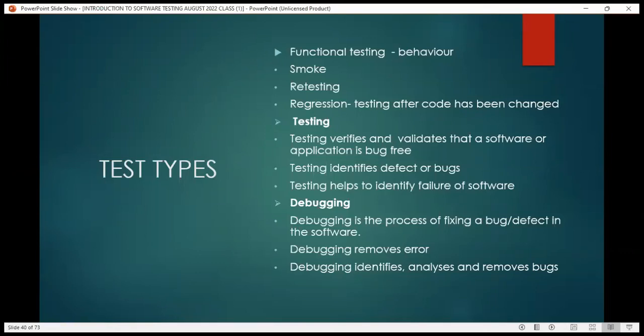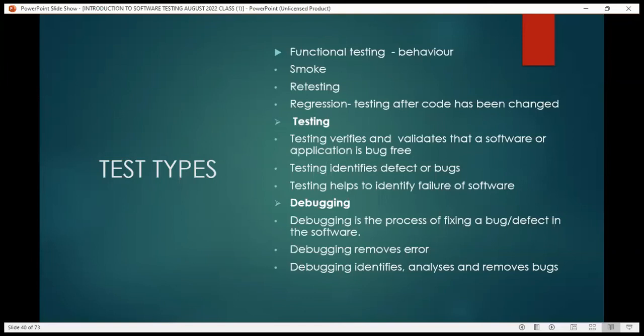It's very easy, I'm telling you, it's just for you to get an understanding of it. Take that word into yourself: how do I understand retesting? Look at it and get an understanding. Look again and get an understanding of regression. Always remember, these are the words we use in our everyday field. I'm talking about functional testing, smoke testing, retesting, regression testing. These are the words we speak all the time.